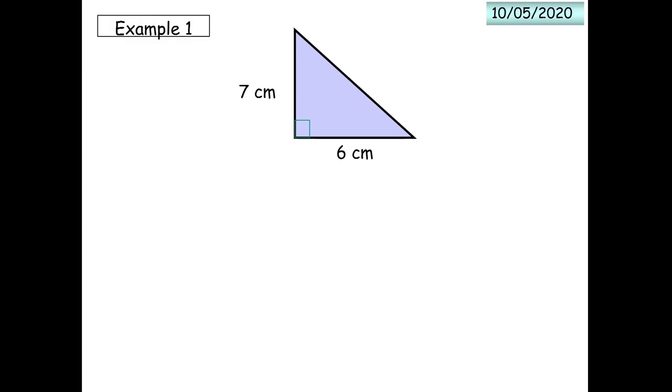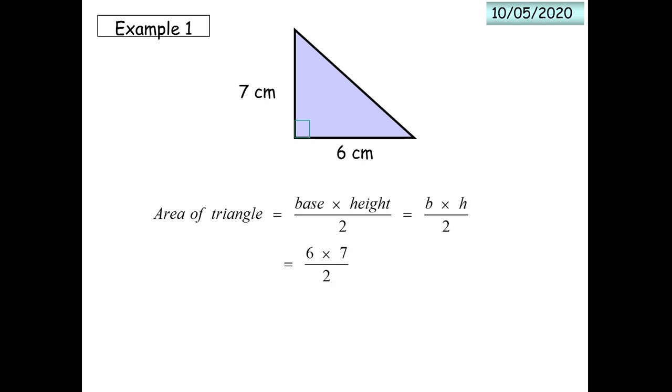Quick example for you. It's a right angle triangle. Area of the triangle is base times height over 2. In this case the base is 6 and the perpendicular height is 7. So we've got 6 times 7 divided by 2. So it equals 42 over 2, which is 21 centimeters squared.